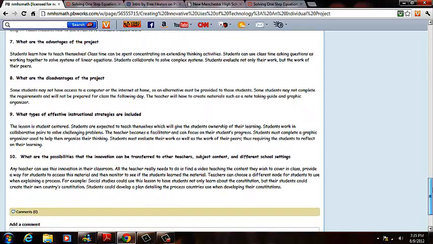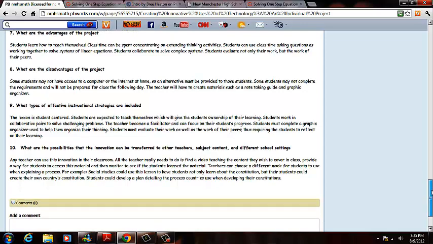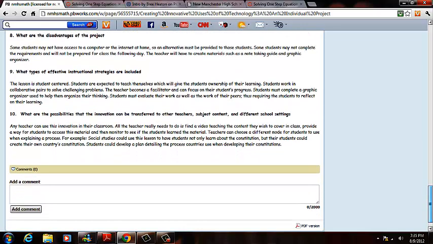Advantages, again, students learn how to teach themselves. Class time can be spent on extended thinking activities. Students use class time to ask questions, and they have to work with their peers and collaborate and really think about what it means to solve a system when creating their project. Disadvantages, not everyone has access to it. Some students do have trouble with Prezi. Some students may not enjoy working in a group as well. So you're going to have to provide alternatives for that.